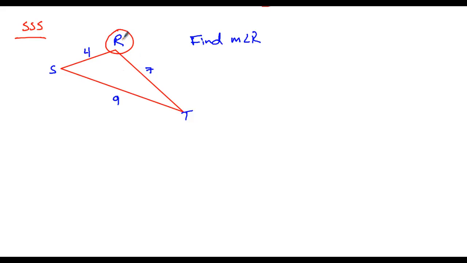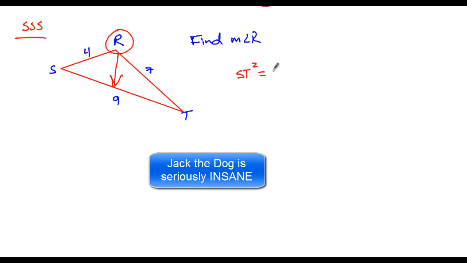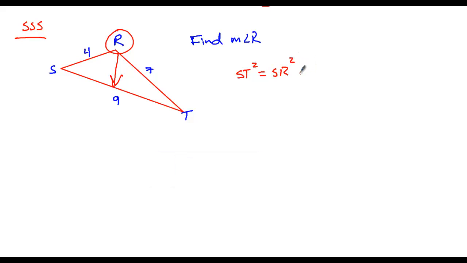So that tells me if that's the angle I want to find, I'm going to use the law of cosines formula that starts with the side opposite of the angle I need. So I'm going to write ST squared equals SR squared plus RT squared minus 2SR times RT, and then cosine of the angle that I'm looking for, angle R. I promise this will get better. I'm going to fill in everything I know now.